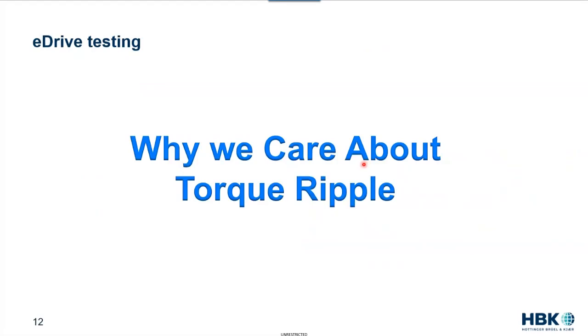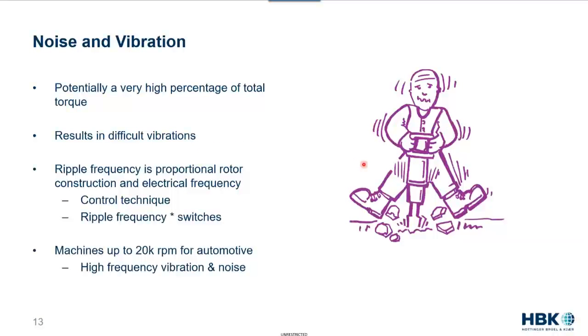So why do we care about torque ripple? Noise and vibration is a really big part of why we care about it. The most important concern is probably the amplitude of the torque ripple as a percentage of the average torque value. A rule of thumb I've heard from customers is to keep torque ripple to less than 2% of the average, but the requirements will really be dictated by the application. Large torque ripple can result in difficult vibrations that can adversely affect the user experience for the product.